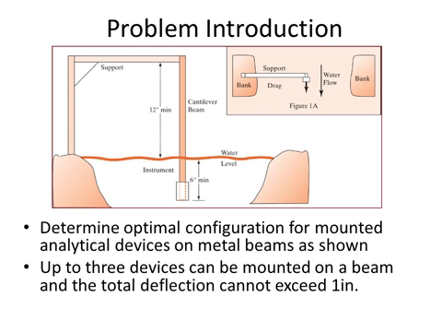So the two main things we want to look at are, okay, how can we configure these beams to minimize forces for a 1-inch deflection, as well as how can we do this as economically as possible.